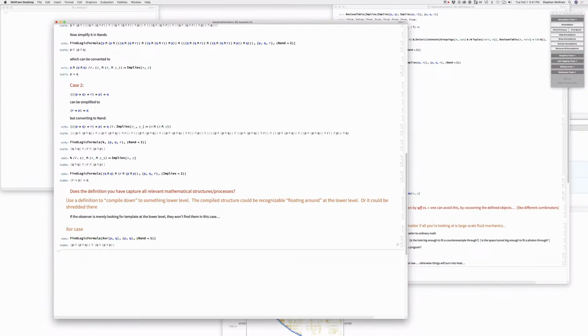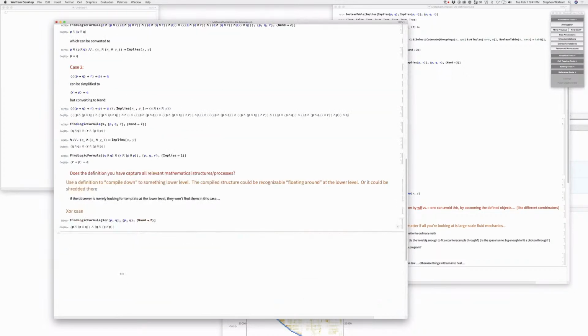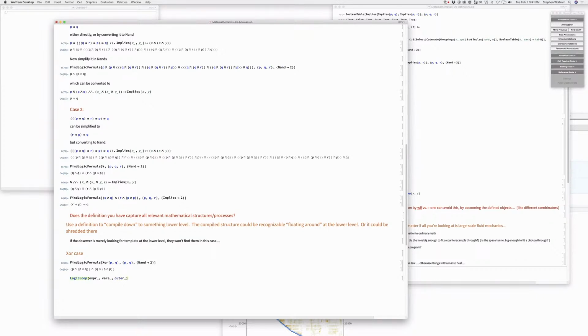Okay, so that's the formula for XOR. Now let's do this loop. We're going to write a function that does this loop. We'll start with, let's say, logic loop of an expression, vars, and let's say the outer thing here. The first step, just give the expression, and now we want to say find logic formula, expression, vars, outer. That's the simplification in terms of the outer function.